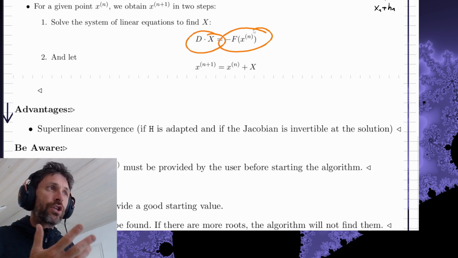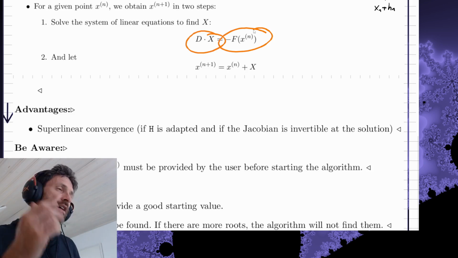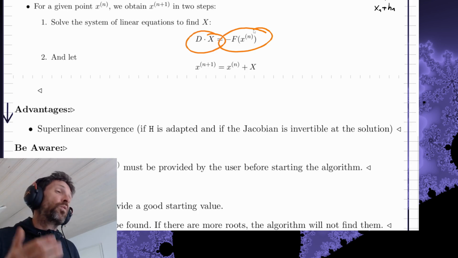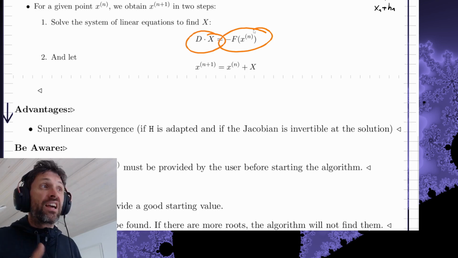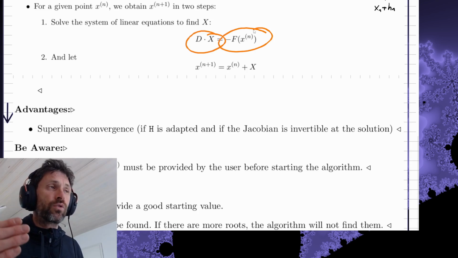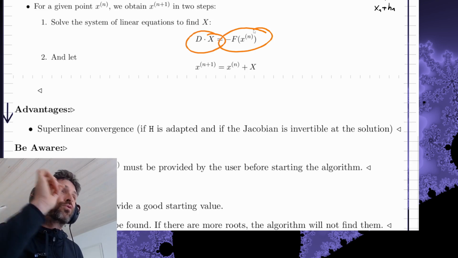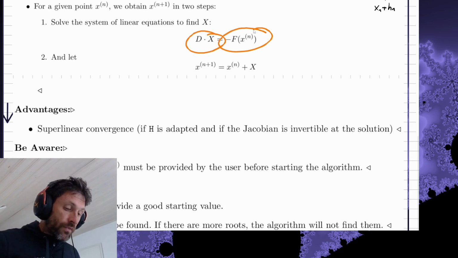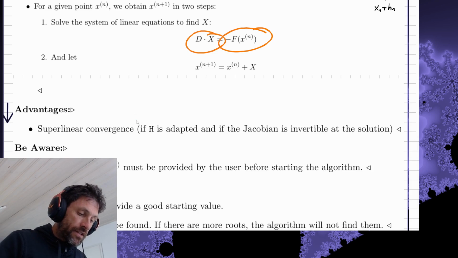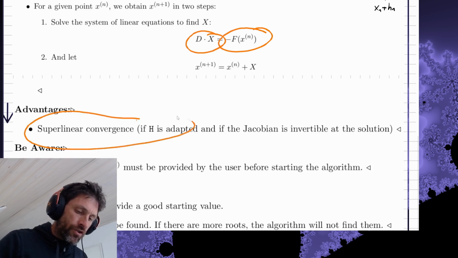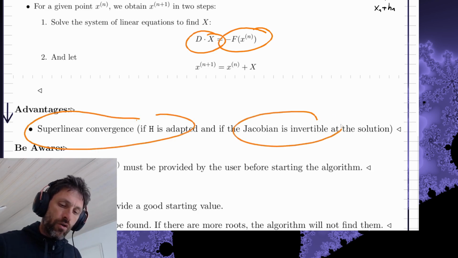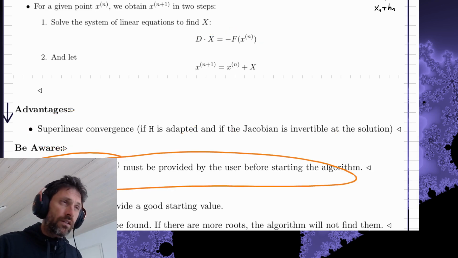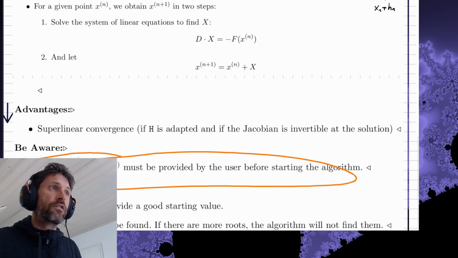That's a very crucial thing, and I want to draw your attention to that point. We know how to do the one thing, and the other thing we don't know how to do, we approximate by the thing we can do. Okay, what do we have? It's a superlinear convergence as long as the Jacobian is invertible, and the user has to provide a starting point, an initial guess of the solution.